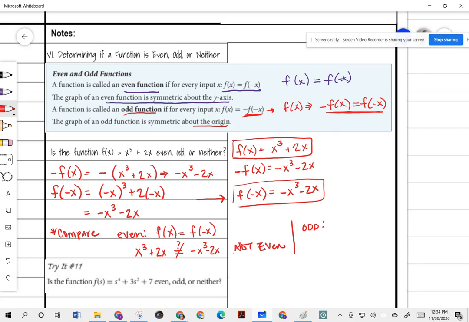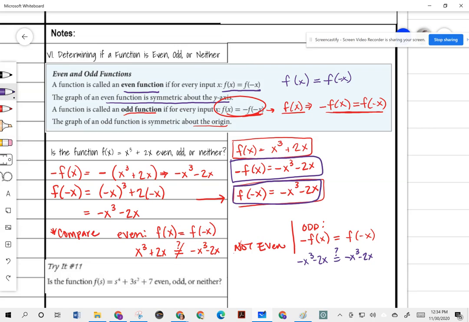Odd says that your f of x, let's compare it. There's two ways to look at it. I like to go negative f of x and compare it to f of negative x. It's because most textbooks have it written this way. So negative f of x is going to be this notation, negative x cubed minus 2x. Is that equal to f of negative x? Well, f of negative x is right here, negative x cubed minus 2x. And you can see that they are equal. So this function is odd.